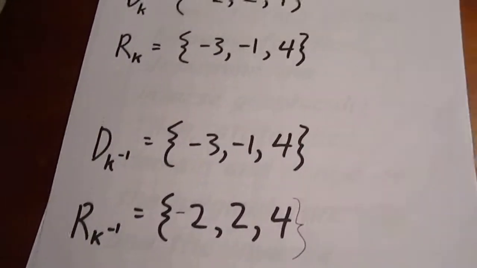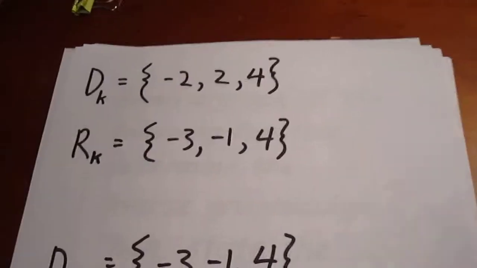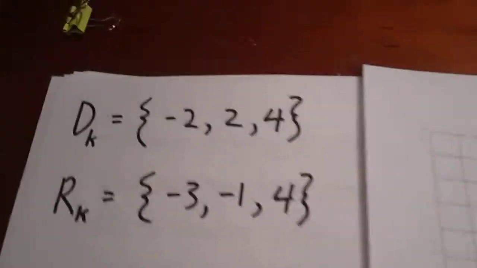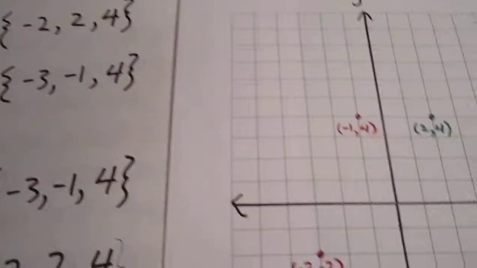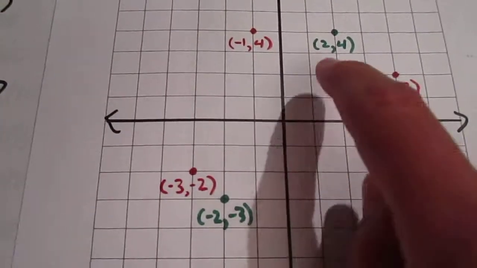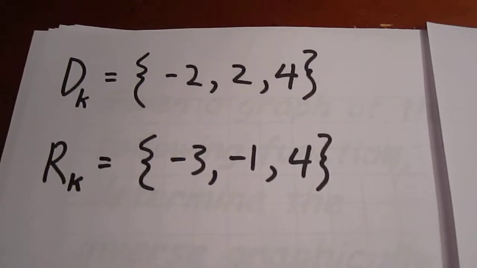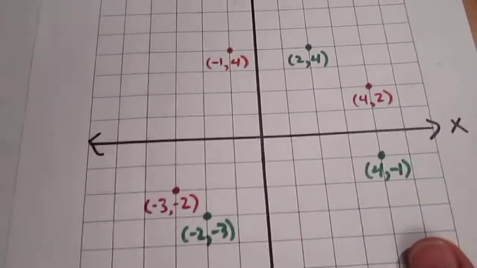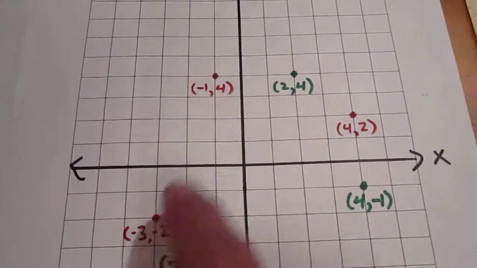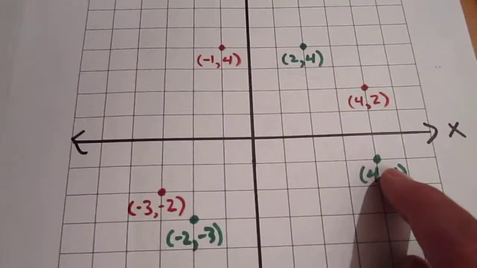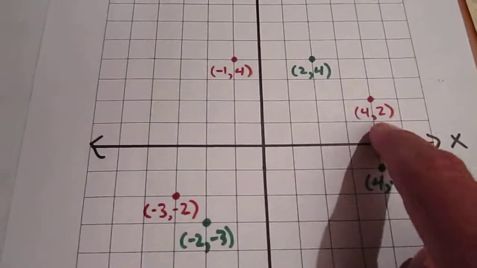Finally, we're asked to determine the domain and range of both the original and the inverse. Well, we see the domain of the original, the green points, are -2, 2, and 4. And the range of the original is -3, 4, -1, or ordered more appropriately, -3, -1, 4. Now let's look at the domain of the inverse, the red points. The domain of the inverse is -3, -1, 4. And the range of the inverse is -2, 2, 4.